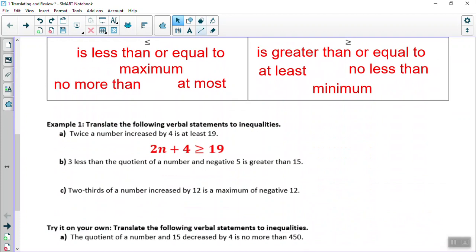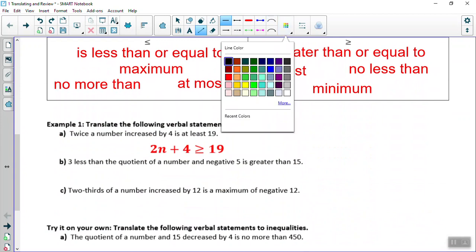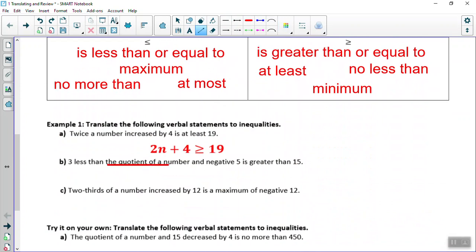Alright, so 3 less than, well, 3 less than what? What are we subtracting? Less than means we're going to subtract. What are we going to subtract? The quotient of a number and -5. So the quotient of means we're dividing a number and -5. So I'm going to divide a variable by -5, and then I'm going to subtract 3 from that. So it would look like this.